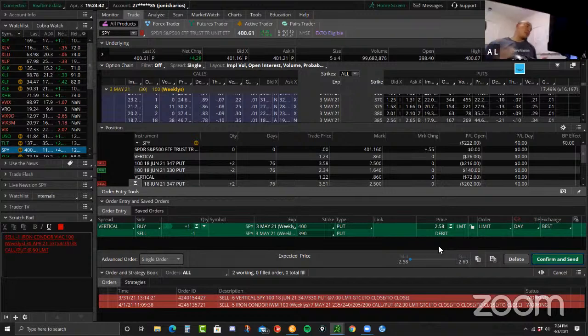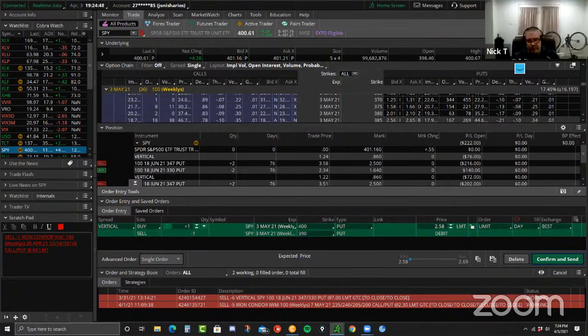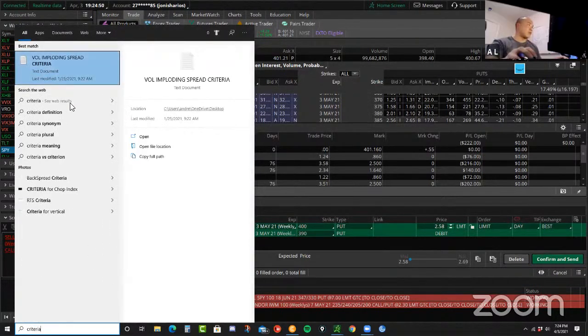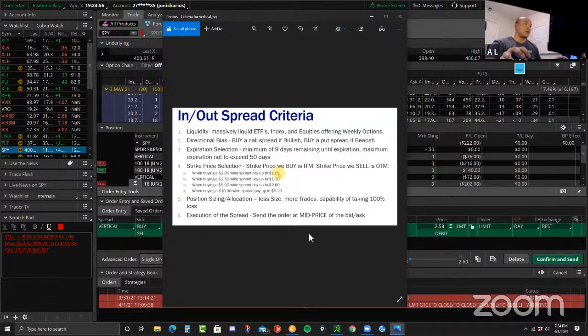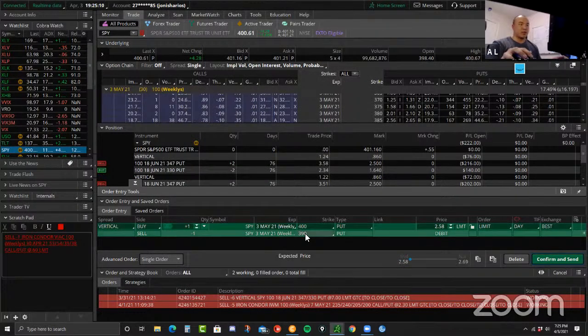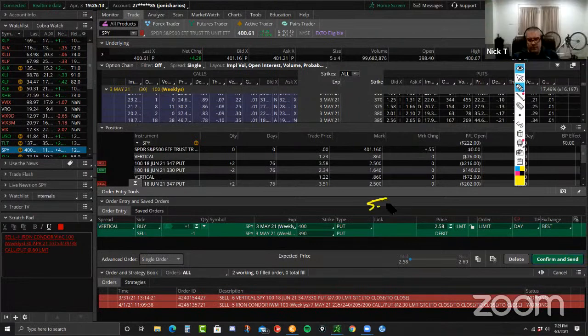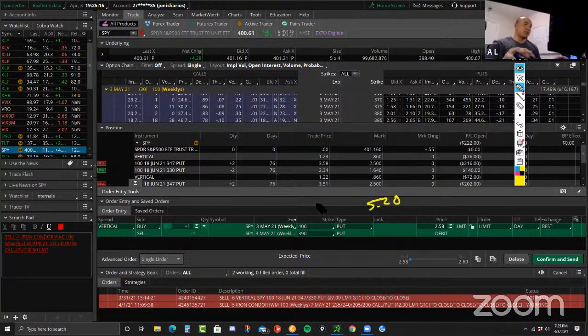So here's the edge right here. If you look at this, for example, this is a $10 spread, right? There's actually criteria that I have, if you guys are interested, and I'll give it to you. It's right here. You guys can take a screenshot of it. When you're buying a $2 wide spread, don't spend more than $1.05. When you're buying a 2.50 wide spread, don't pay more than $1.30. If you're paying a $10 wide spread, don't pay more than $5.20. So this is 400 to 390. It's $10, right? You don't want to pay more than 5.20. Why? Because this is a $10 wide spread, and you don't want to pay more than half. So your edge comes from where you place the trade.